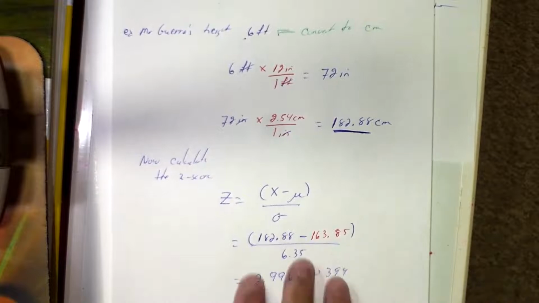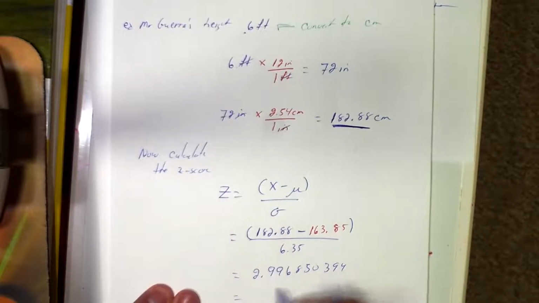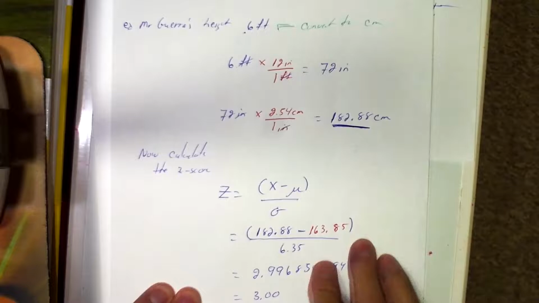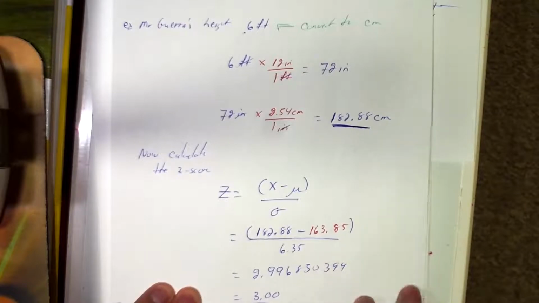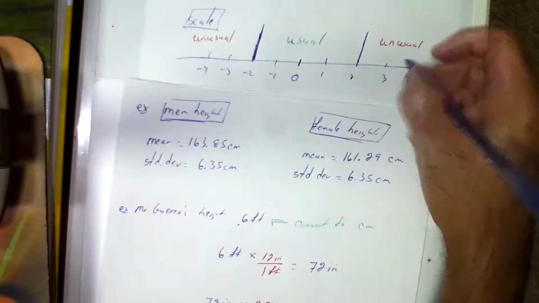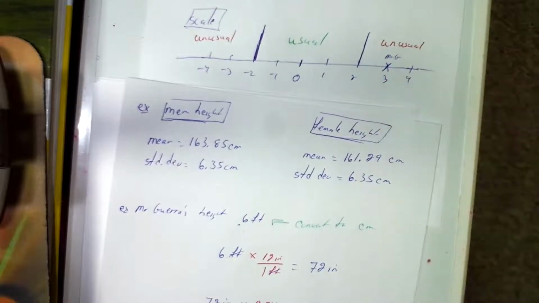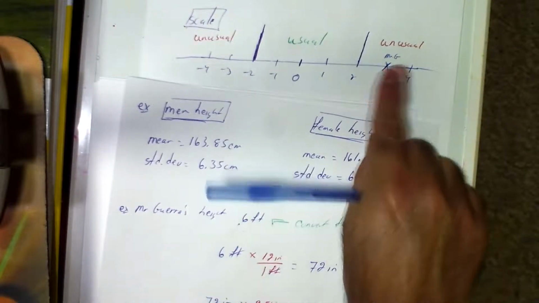Wow, I got 2.996850394. If I round it off to 2 places, it becomes 3.0. So my z-score is 3.0. So on my scale, 3.0 is right here. Here I am. Bam! There's Mr. G, right there. I'm considered to be unusual.